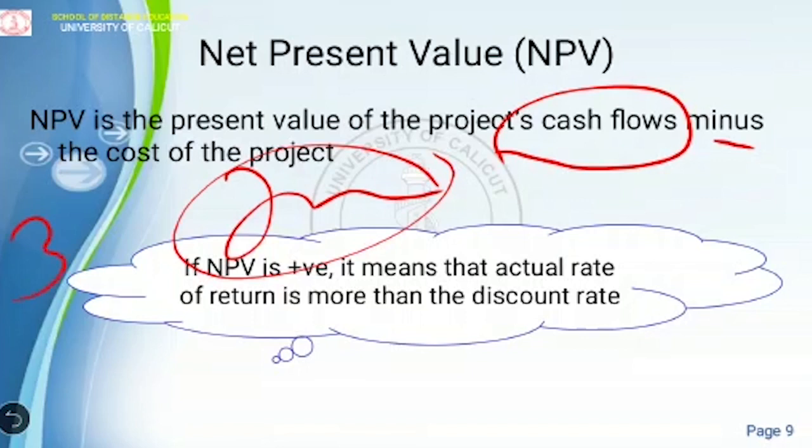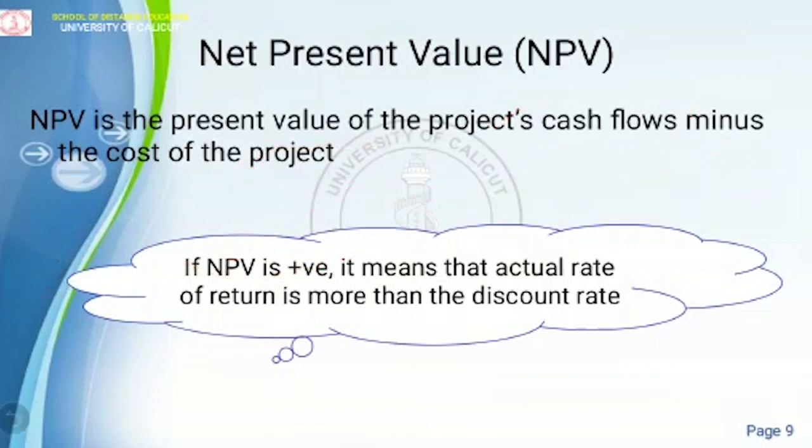Suppose, in the future, it is a time adjusted method, so we have to convert the factors into present values. Suppose the value is 3 lakh. So 3 lakh minus 2 lakh, 1 lakh will be the profit. So this is the kind of method, the time adjusted method. It is also simple, but you have to convert the future cash inflows into present value based on the table values. So if NPV is positive, it means the actual rate of return is more.